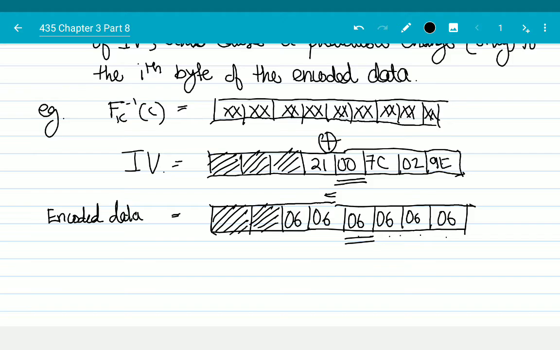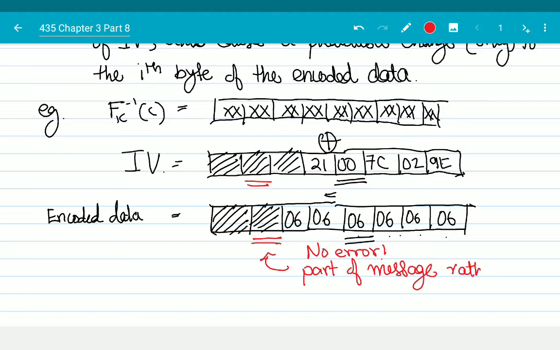If I did not get an error, I would know that, let's say I change this bit here, that affected this bit, I did not get an error. That means that part is part of the message rather than padding.